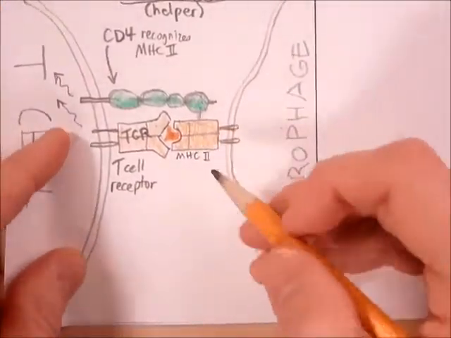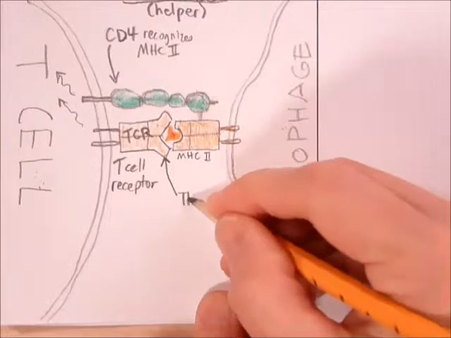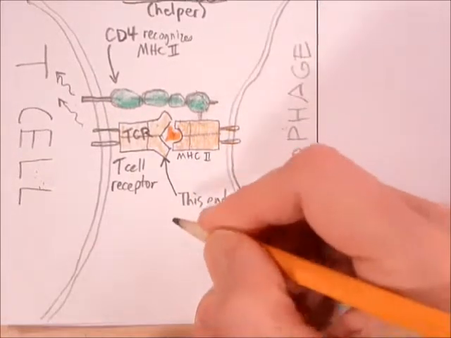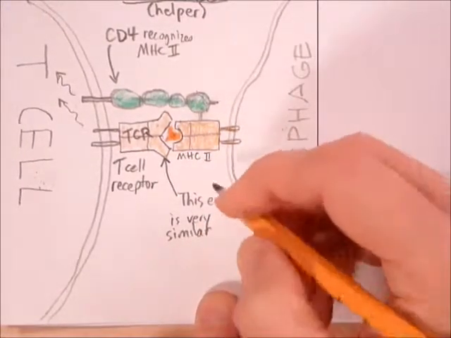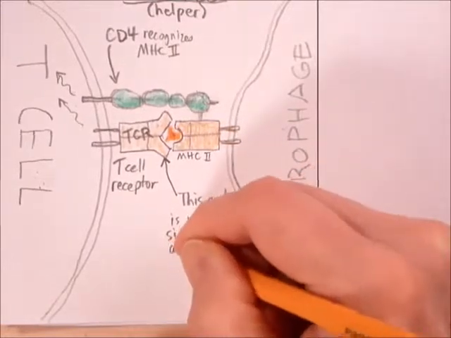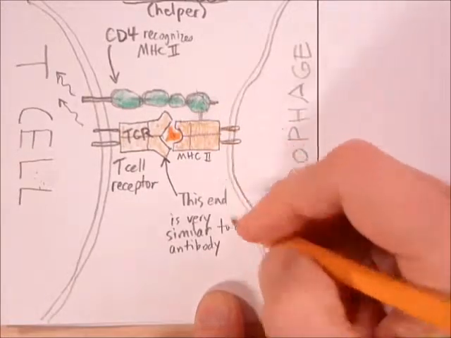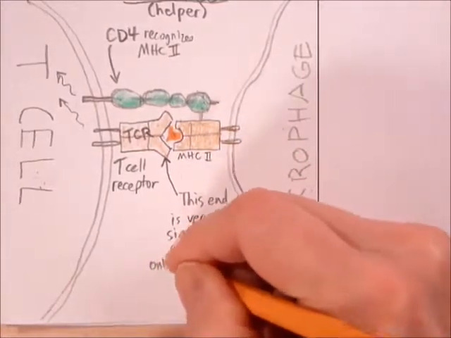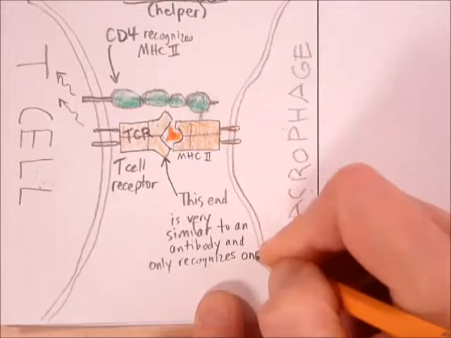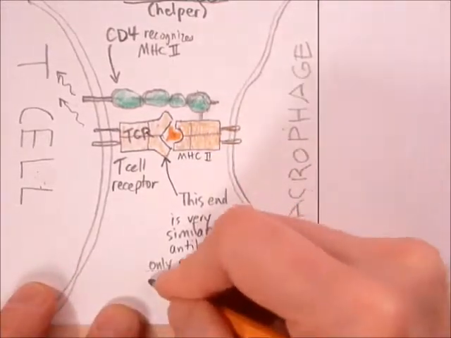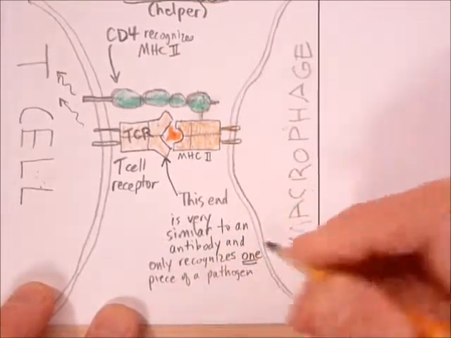Okay, so we have the T cell receptor. Let's just put a note right here before we leave this. Point to this end here, and let's say this end is very similar to an antibody, those IgGs, and only recognizes one piece of a pathogen. It only recognizes one shape.